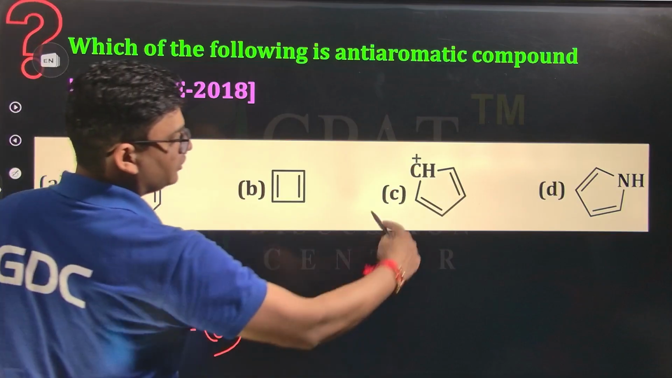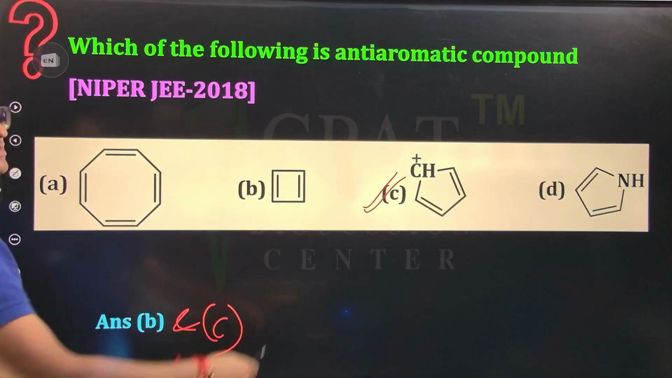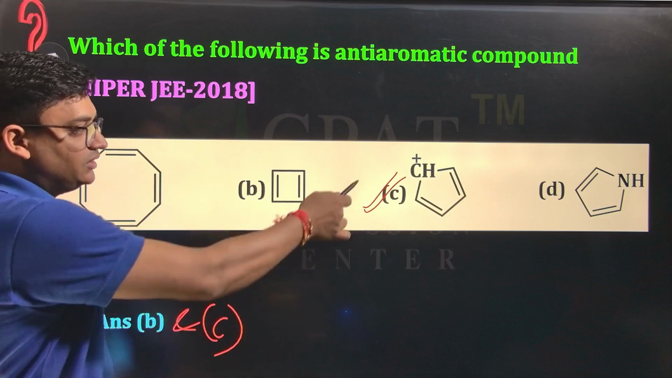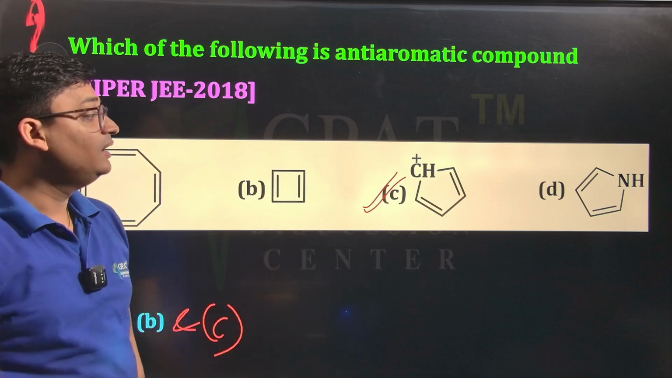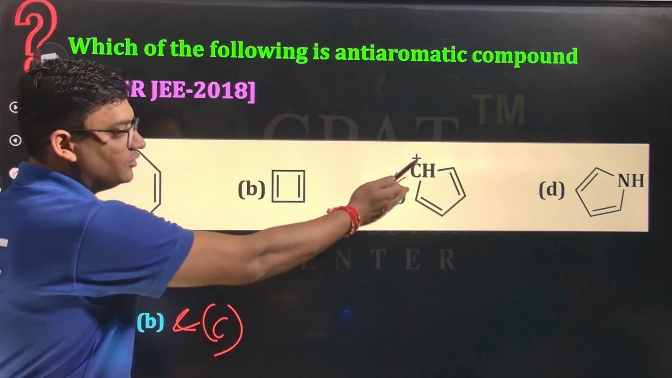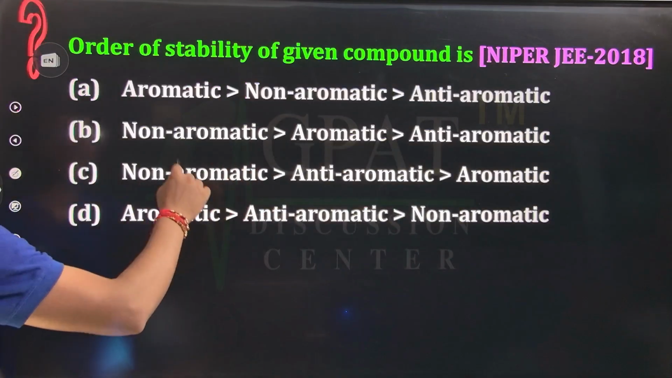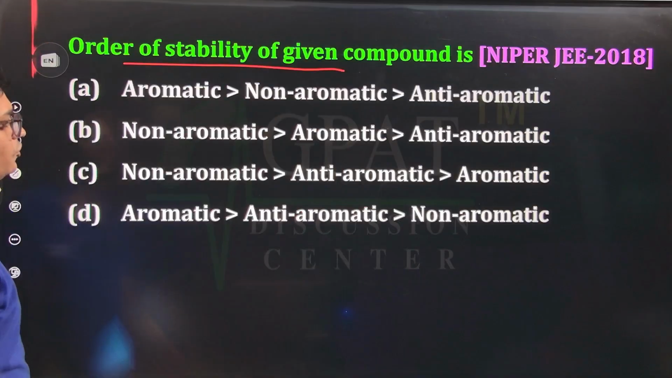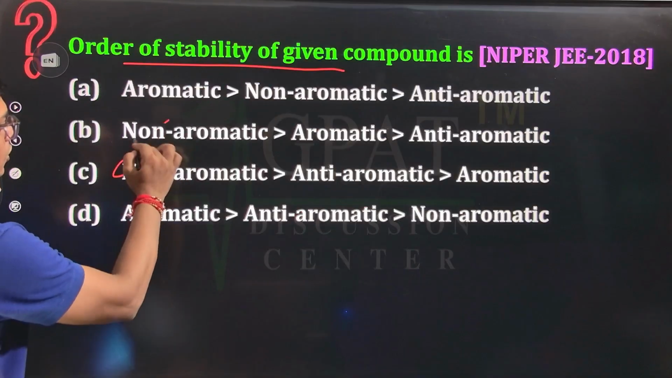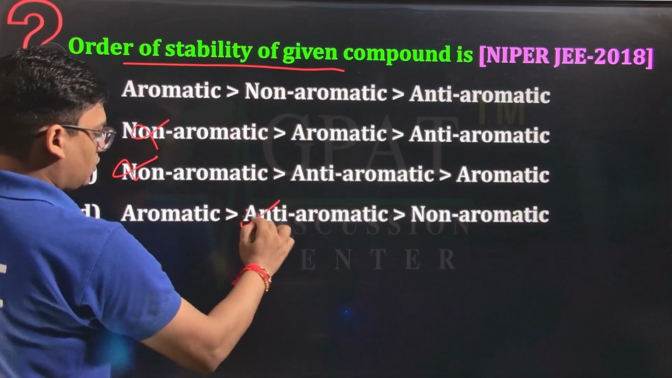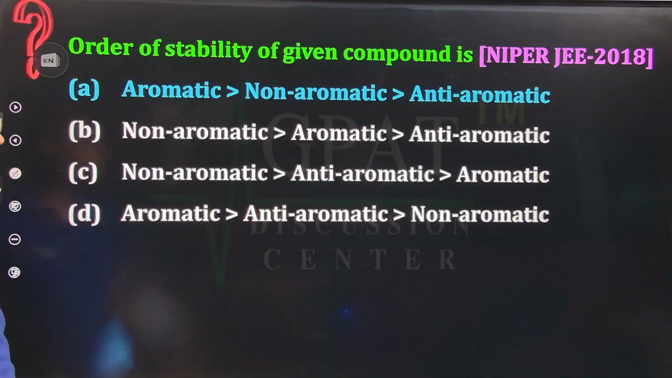Let me correct you. This is also correct. That is also having CpCe. If this structure is the cyclopentadienyl anion, then it will be aromatic, while the cation will be an anti-aromatic structure. Both are correct. Order of stability: aromatic is most stable, wrong, wrong. Then non-aromatic, wrong. A will be the right answer.